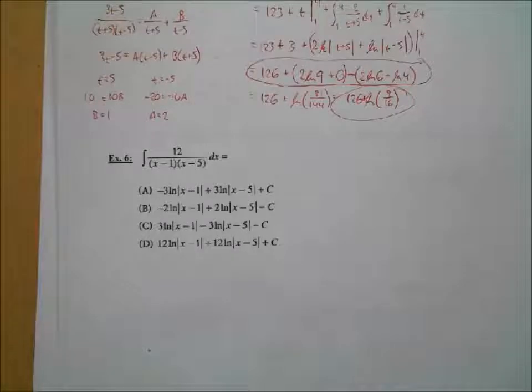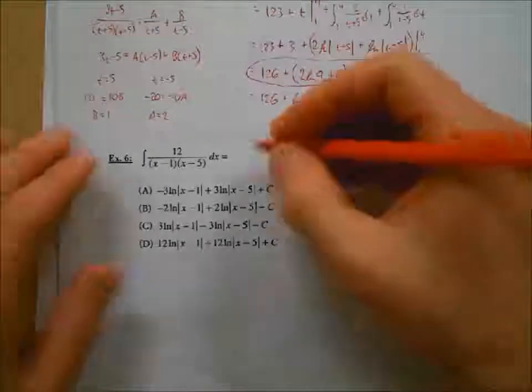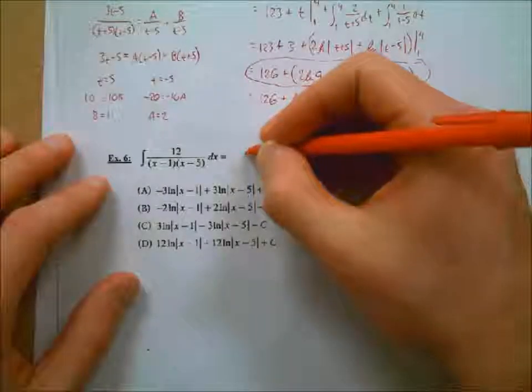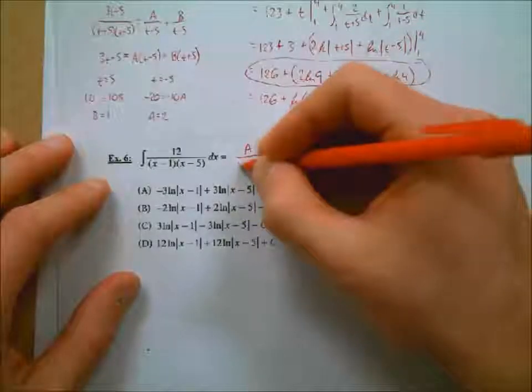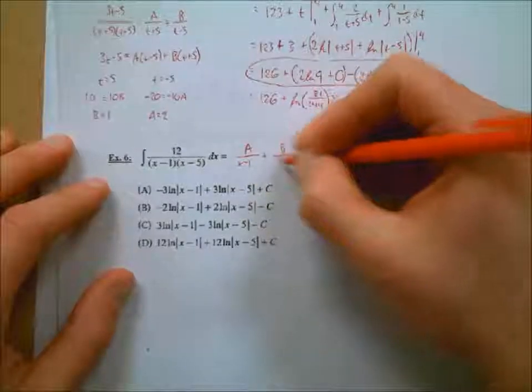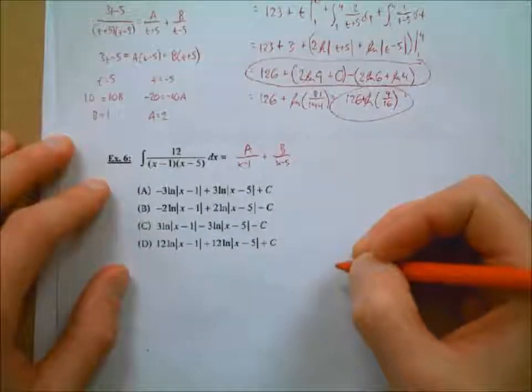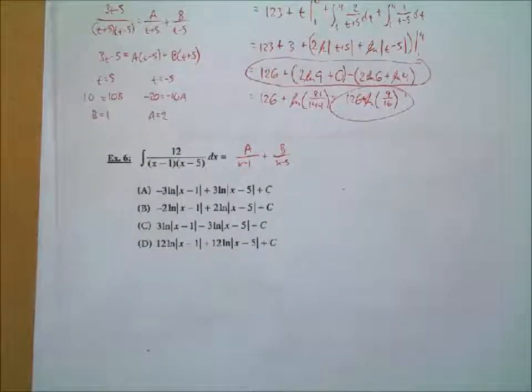But here's an example of an actual AP style question that we should be able to do. So why don't you go ahead and give this one a try? Example number 6 there. Think about what it's got to be, A, B, C, or D here. We know that we're able to decompose it. We can see that we can decompose it to be A over (x minus 1) plus B over (x minus 5). So I'll let you guys go from there. See if you can figure it out.